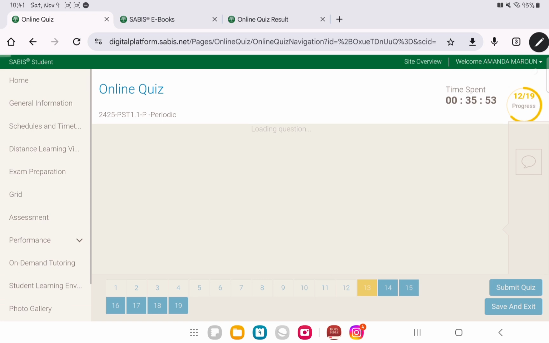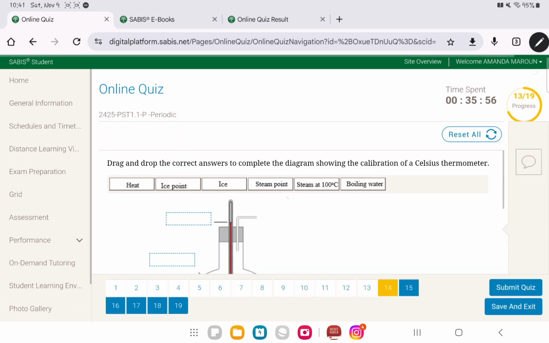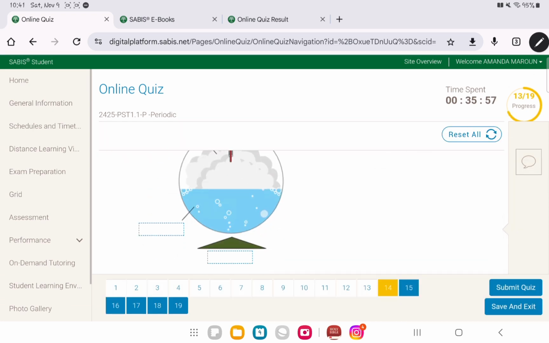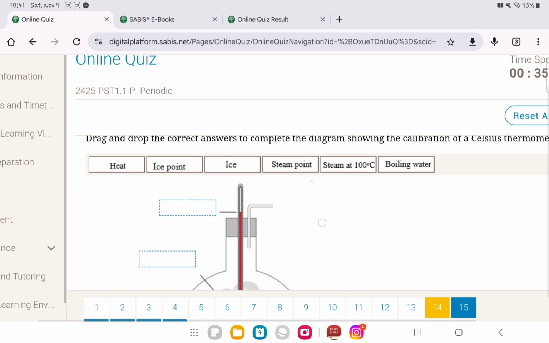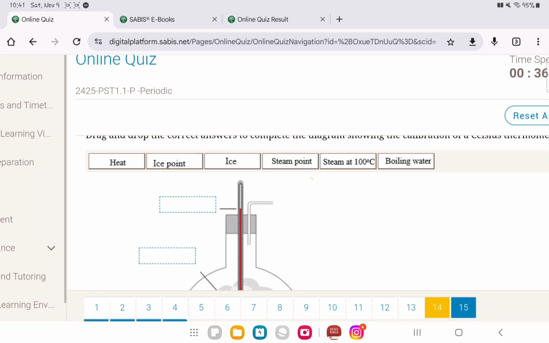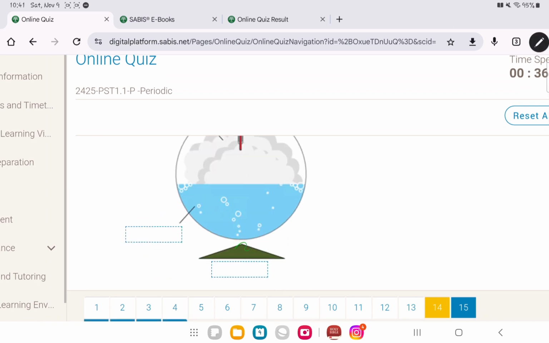Now we move on to question number 14. This is something really nice. Let us explain step by step what each one is. Over here, we have something that is giving heat to the glass. Let me draw it in red so it's more like heat. So it's giving heat to the glass. It is heating the glass. So we say this is heat.